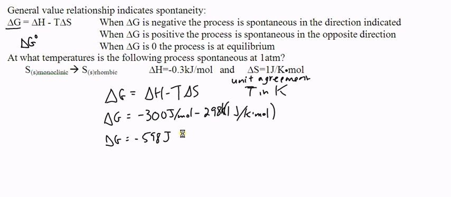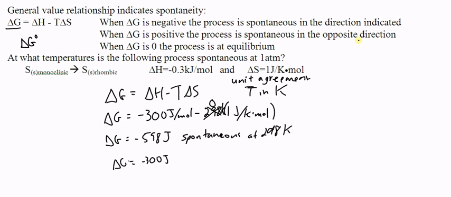Alright. So, at this point, we've got a negative value, so spontaneous at 298 Kelvin. So let's go the other way. Let's see if it's going to be spontaneous at 0 Kelvin. Alright, so we'll change this to 0 Kelvin. And at that point now we have a 0 multiplier, and so the answer for delta G is still going to be negative 300 joules, which means it's still going to be spontaneous in the direction indicated.